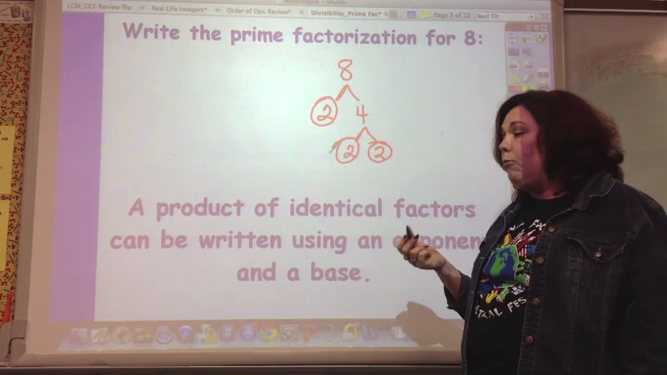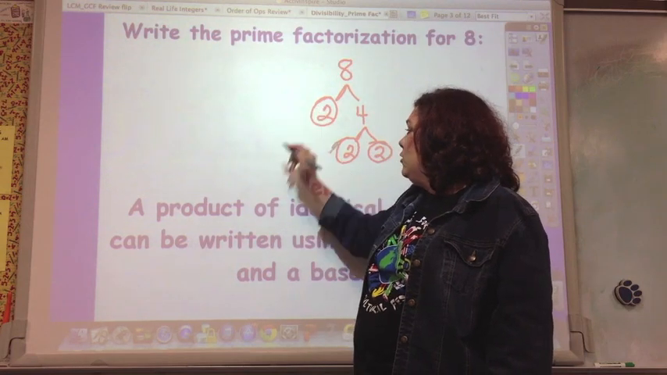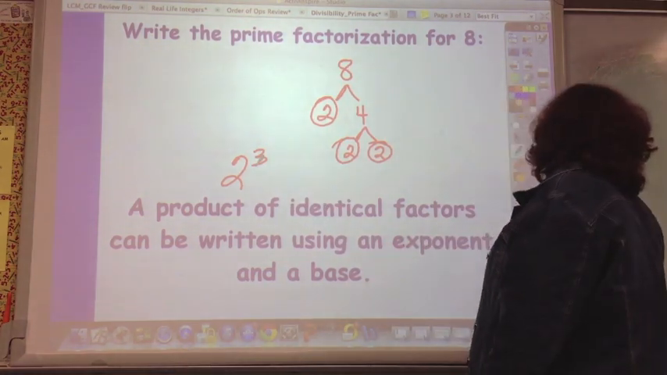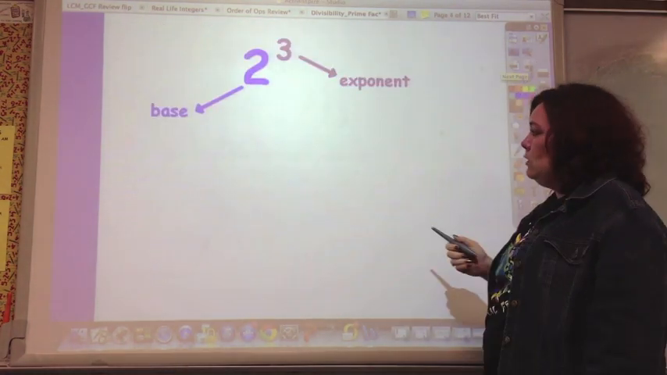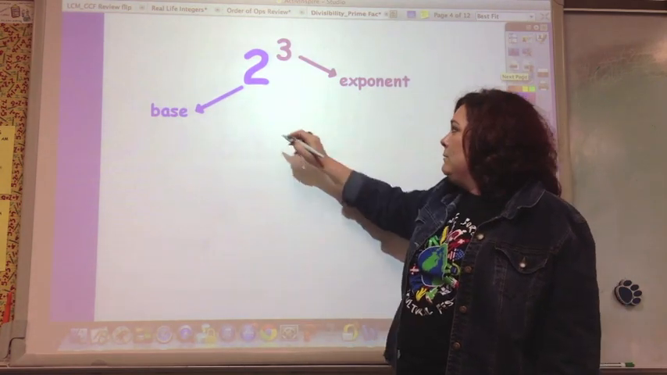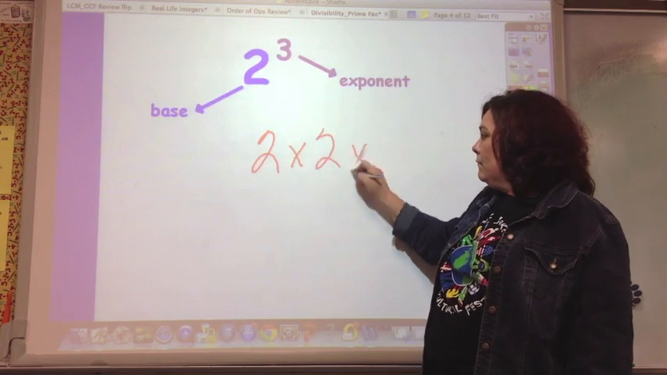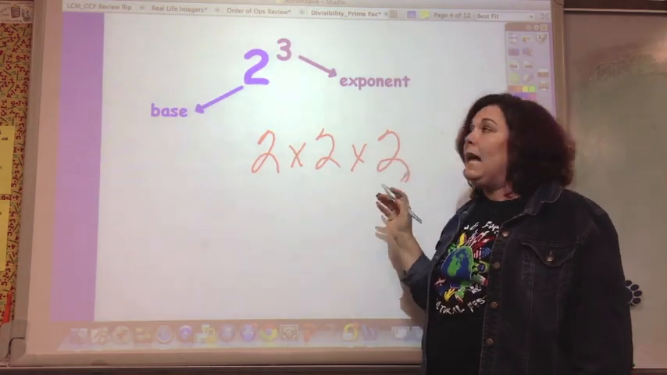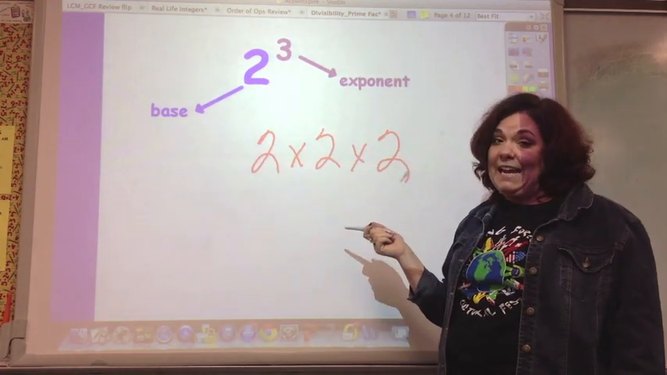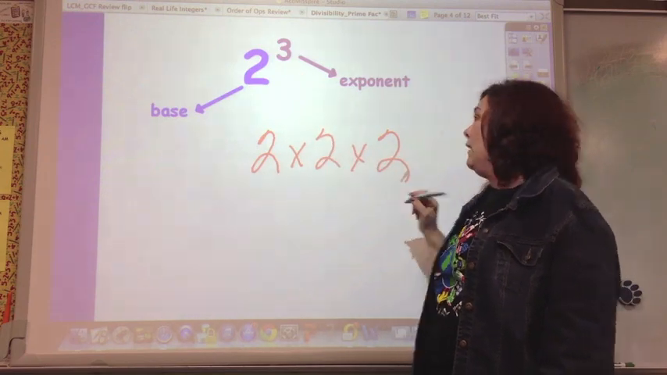To write this for prime factorization purposes, I use exponents. And 2 is my number, and I have 3 of them. So what this looks like is 2 is my base, and 3 is my exponent. And this means 2, 3 times. So if I'm multiplying that out, it's not 2 times 3, which is 6. It's 2 times 2 times 2, which is 8. So if I see this, I have to make sure I multiply it out correctly.